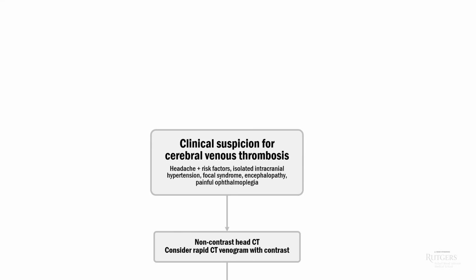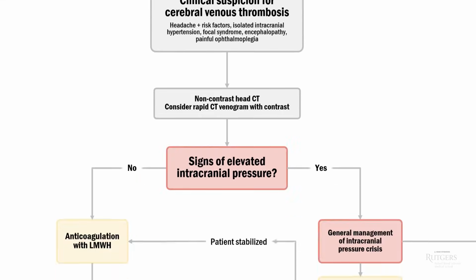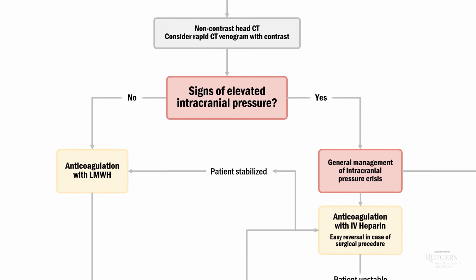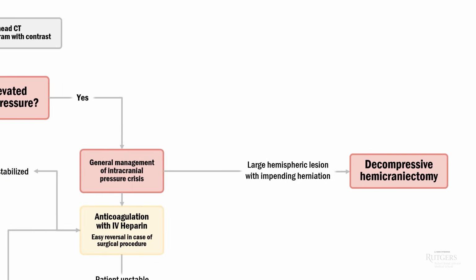Non-contrast head CT and CT venogram with contrast is a good start. Next, are there signs of elevated intracranial pressure? No, and the patient is deemed stable. Start low molecular weight heparin. If there are signs of elevated intracranial pressure, start general intracranial pressure crisis management. With large hemispheric lesions with impending herniation, decompressive hemicraniectomy should be considered.